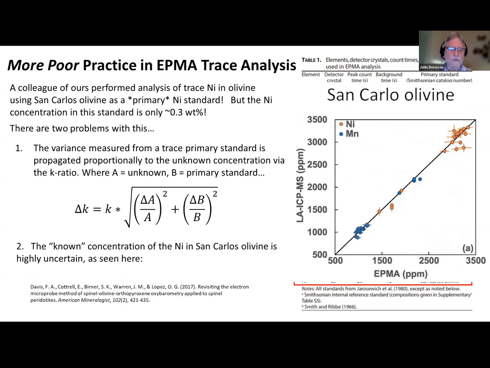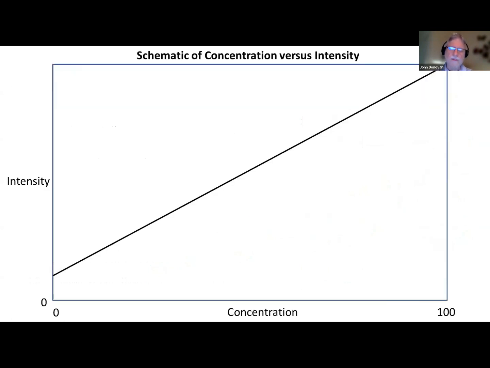So you really want to use a pure nickel or a pure nickel oxide for measuring nickel in olivine, and that applies to all trace elements. Okay, there's the spread of data there. So let's go back to first principles and think about this.